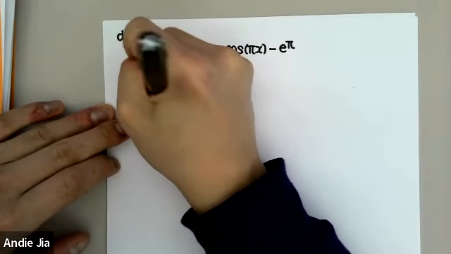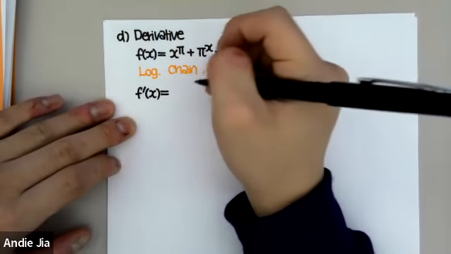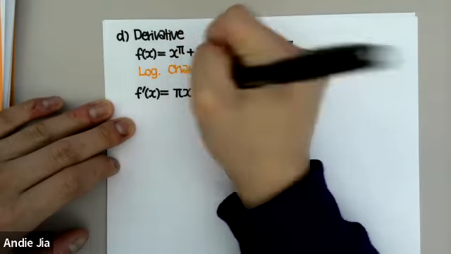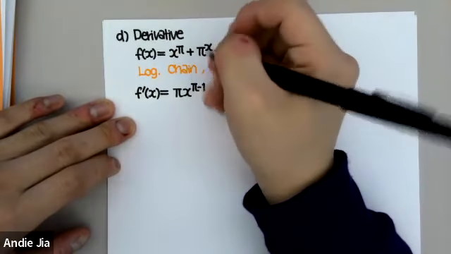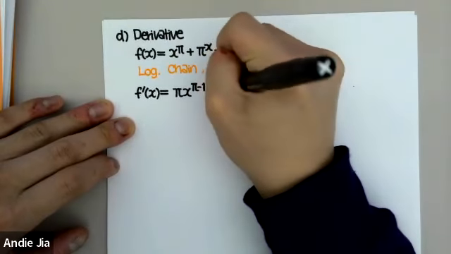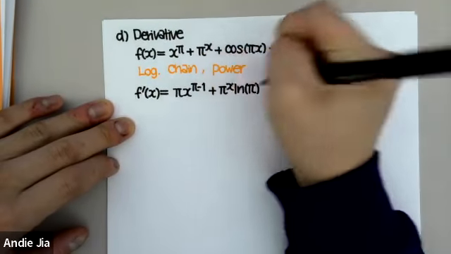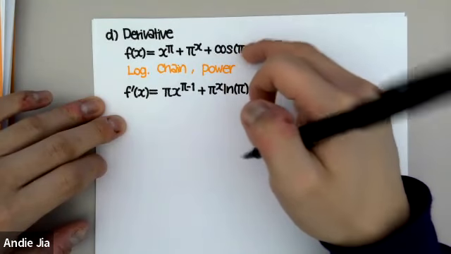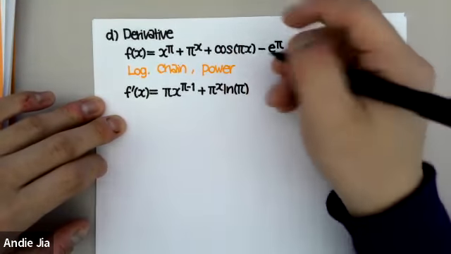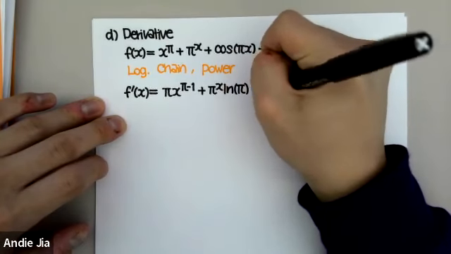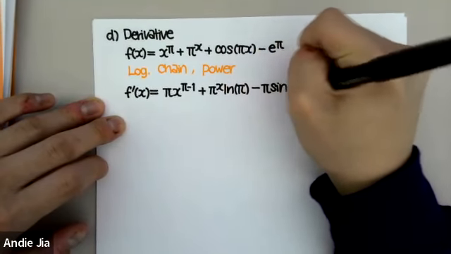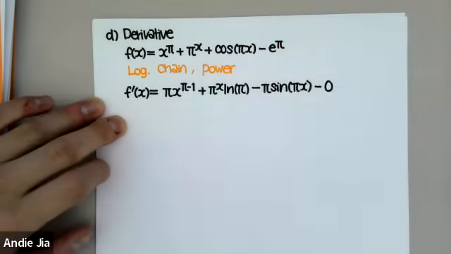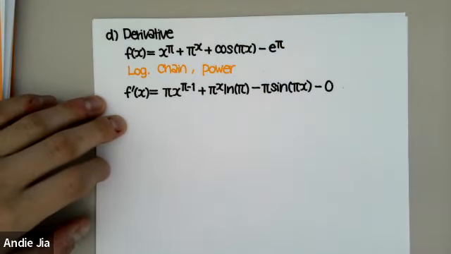So f of x: pi is a constant, x is a variable, so we have pi x to the pi minus 1. And we plus pi to the x, which gives pi to the x times the natural log of pi. Make sure this is chain rule, so it's going to be negative sine, negative pi sine of pi x. e to the pi is a constant, so it is 0. That is the derivative.